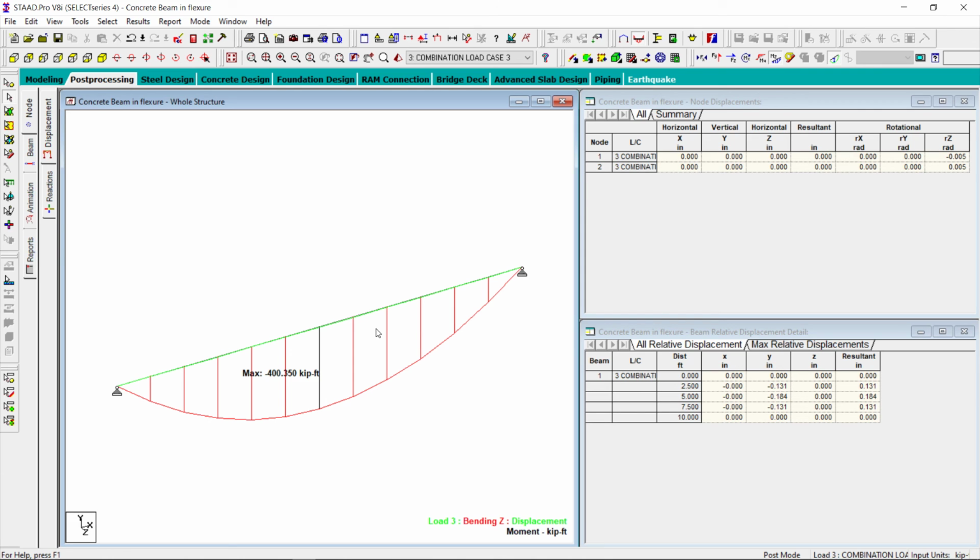So whenever we model, whenever we do our calculation, whenever we do our structure analysis, especially in concrete, we should know the limitations of STAAD.